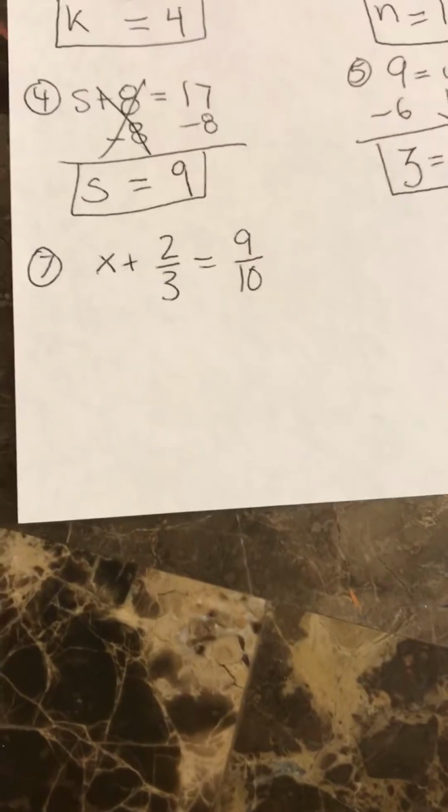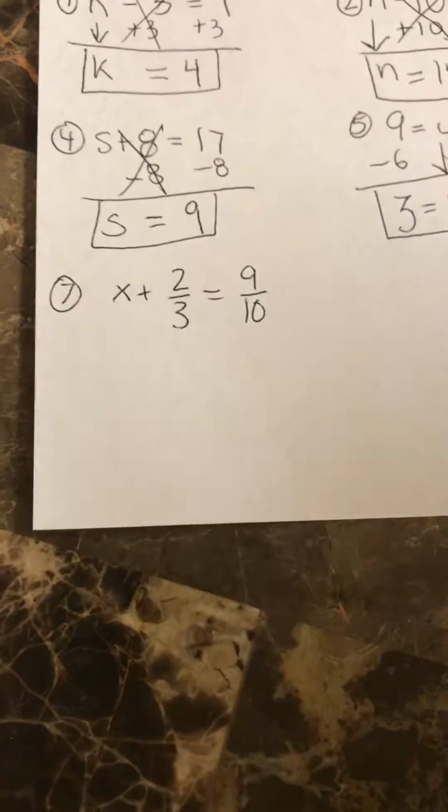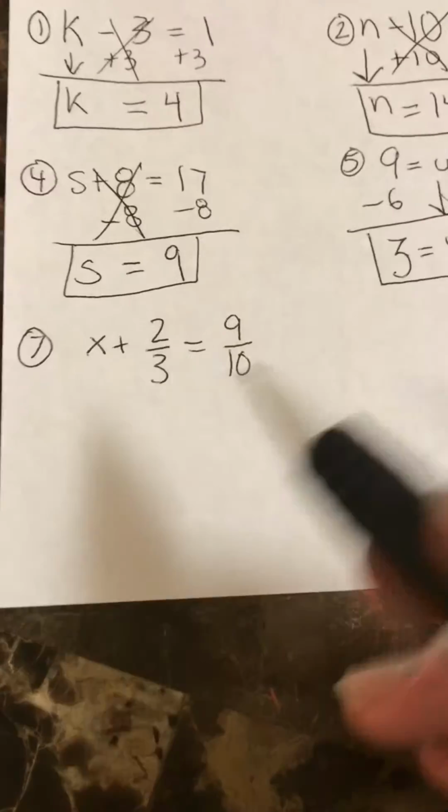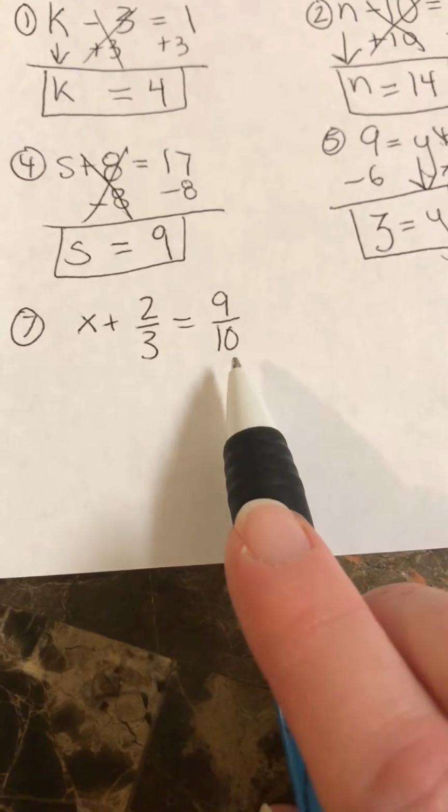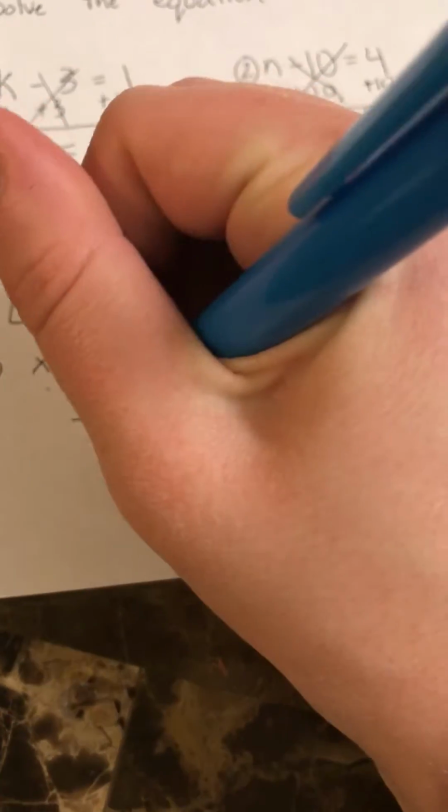You're going to get scared looking at this, but you know how to do it. Don't let it make you nervous. All right, same thing. X plus 2/3 equals 9/10. We need to get the x by itself. We're going to subtract the 2/3 from both sides.